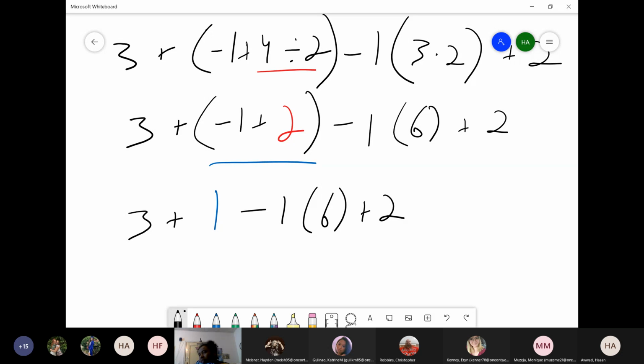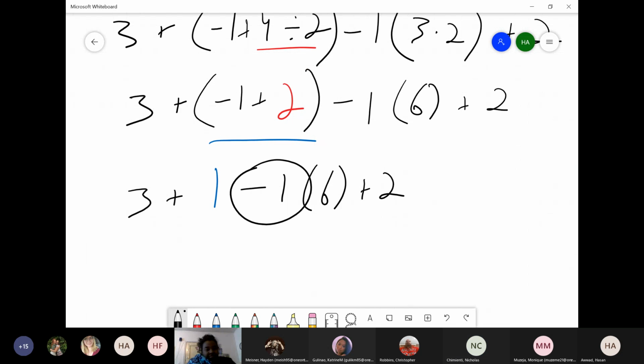So again, going through this, who can help me? What's the final operation that we're going to do first before we get to any of the other ones? Nico, if you want to help me out. You do the -1 times 6. Yeah, -1 times 6, right? So we have this -1 here, and it's being multiplied against the 6.